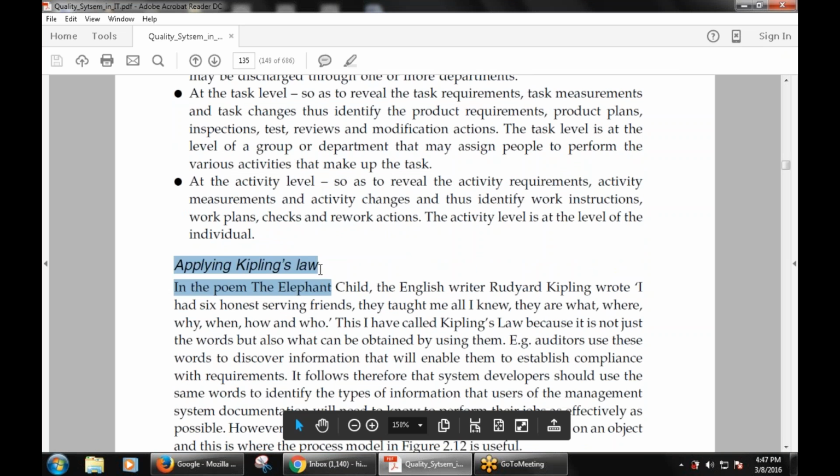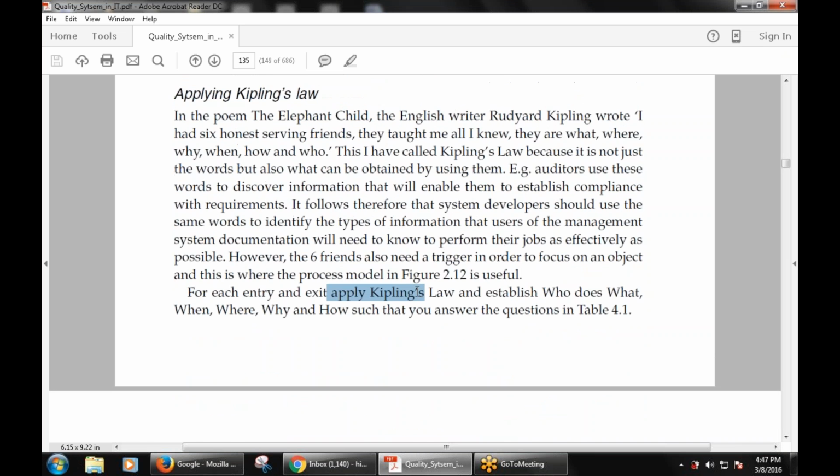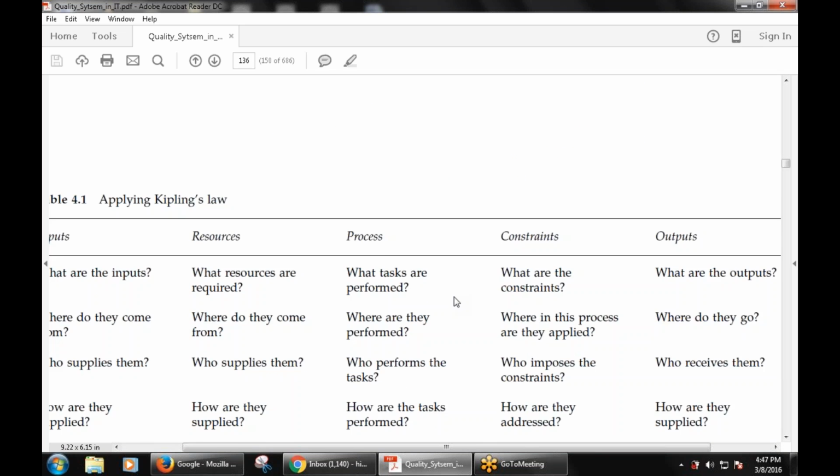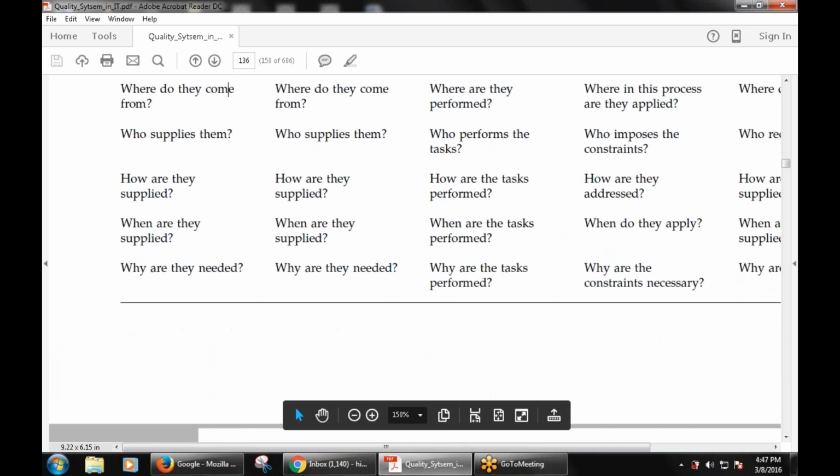Then applying Kipling's law. What is the Kipling law? It is used for honesty, for the friend, and is known as the Kipling law. For entry and exit, we establish the Kipling law. So this is the Kipling law example: what are the inputs, what resources are required.